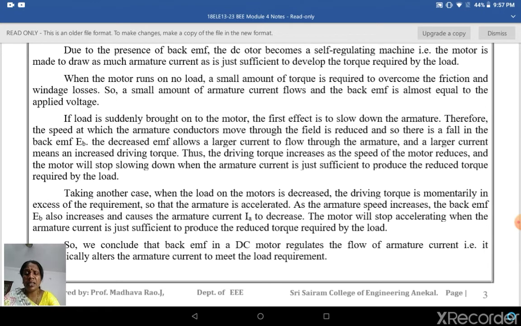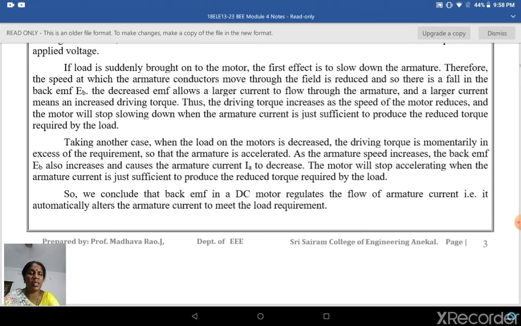Thus the driving torque increases as the speed of the motor reduces, and the motor will stop slowing down when the armature current is just sufficient to produce the reduced torque required by the load.